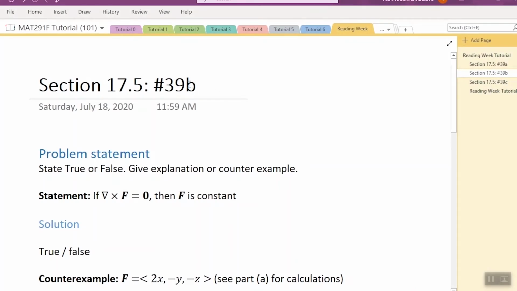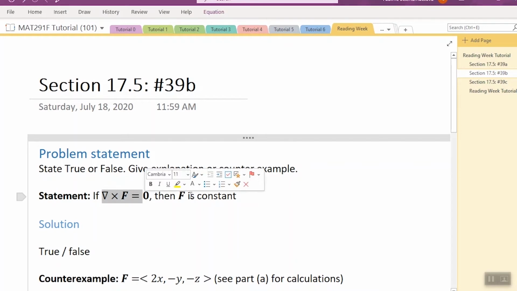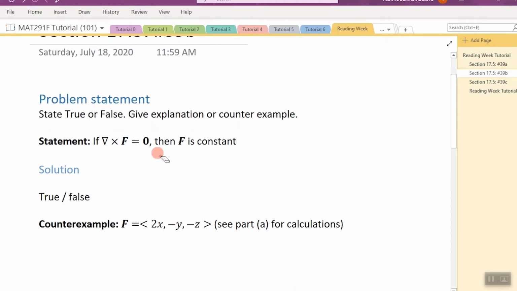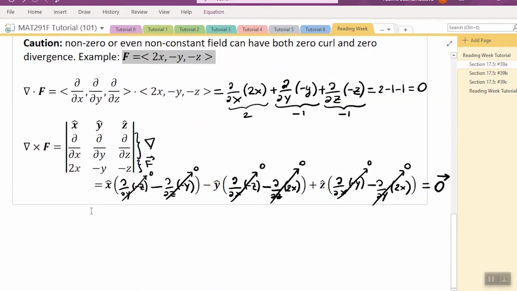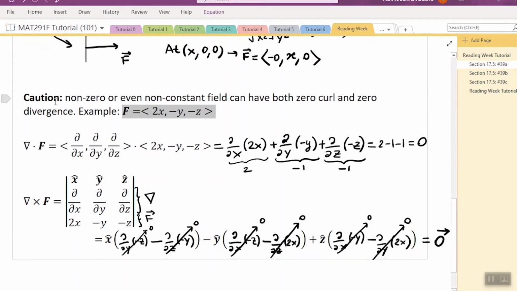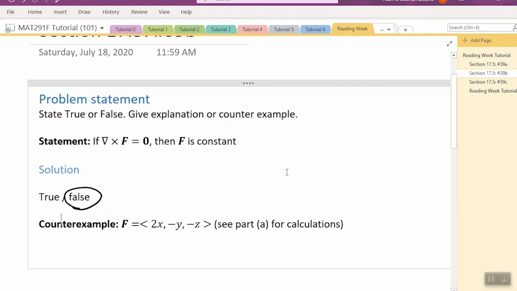Next part is part B. It gives you the statement that if curl of a vector field is 0, then the vector field is constant. This statement is false, and we've actually just shown that this is the case. For the counterexample, I'm reusing the vector field I had in the discussion, in this caution part for part A. You see 2x, -y, -z. It's not a constant vector field, but it has 0 curl. We did already the calculation. So this was part B.